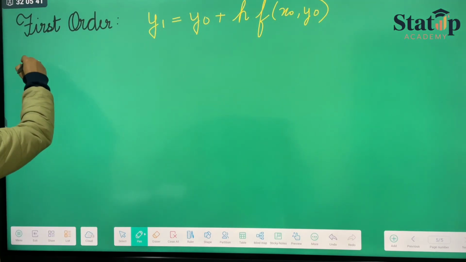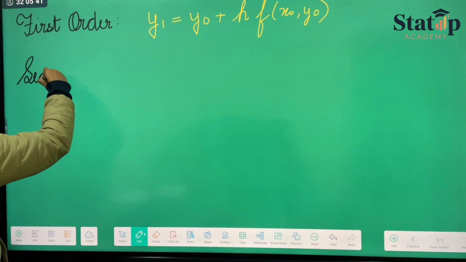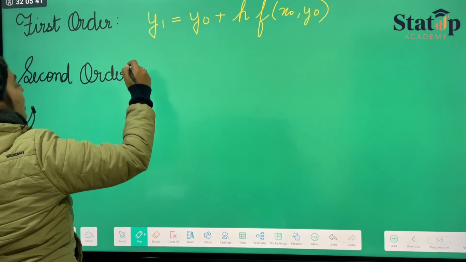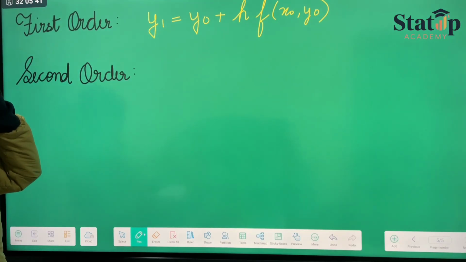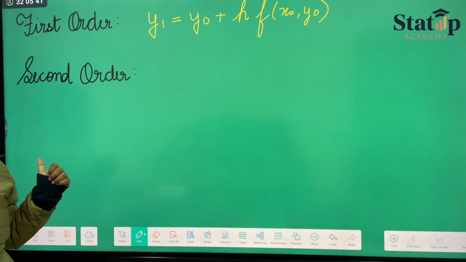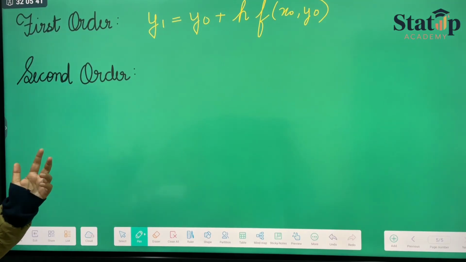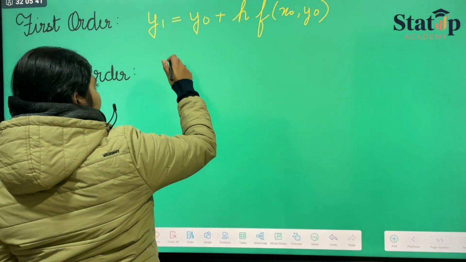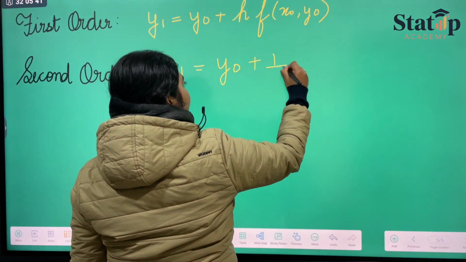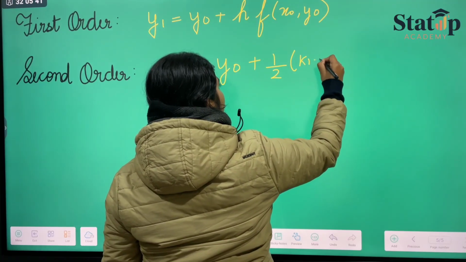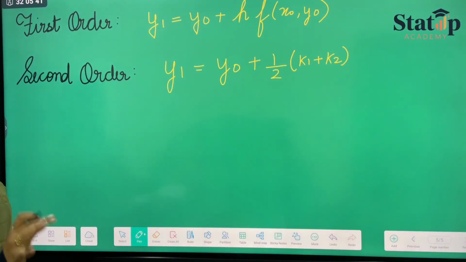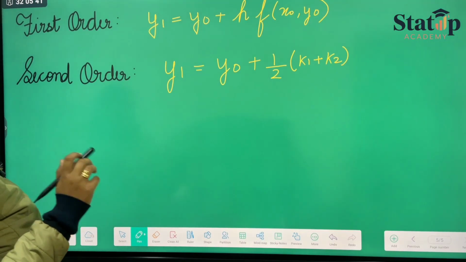This one is done. If the examiner tells you to calculate for the second order, then we directly apply the second order formula. We won't derive the first and then the second. We directly apply the second, but we have to derive those k1, k2, k3 and k4. So y1 is equal to y0 plus half into k1 plus k2, which is the arithmetic mean of k1 and k2. This is your second order formula.